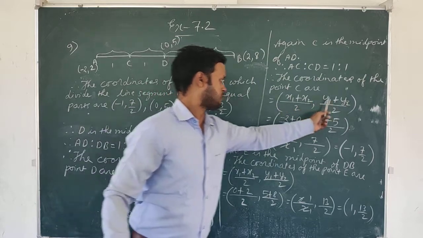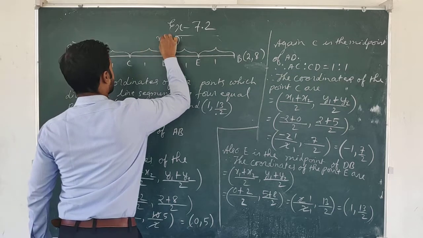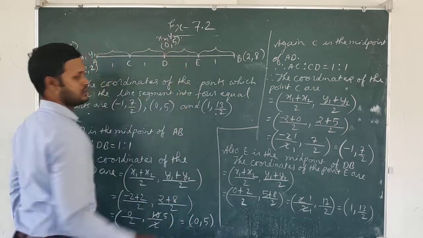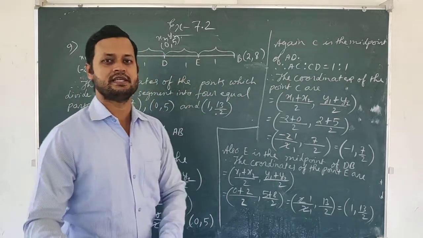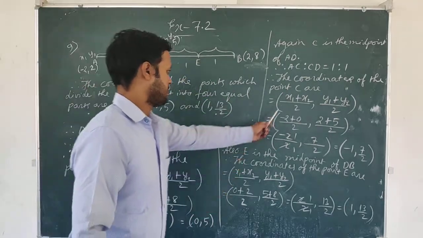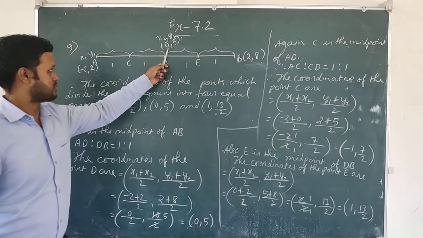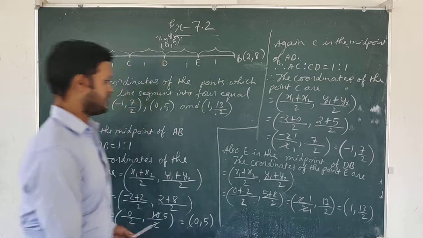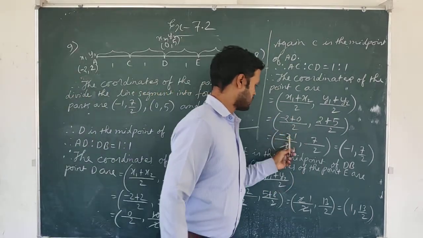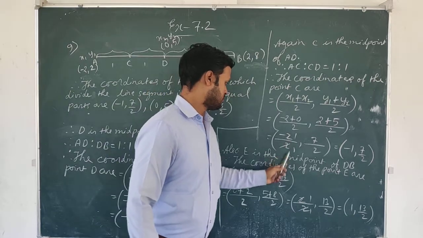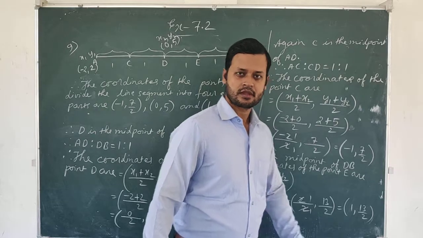x1 plus x2 by 2 and y1 plus y2 by 2. This one you consider as x1, y1 and this point you consider as x2, y2. Absolutely very easy. So what is the value of x1, students? The value of x1 is minus 2 and the value of x2 is 0. So minus 2 plus 0 by 2, and y1 plus y2 by 2, 2 plus 5 by 2. So minus 2 plus 0 will be minus 2. After cancellation it will become minus 1, and 2 plus 5 is how much? 7 by 2, isn't it?